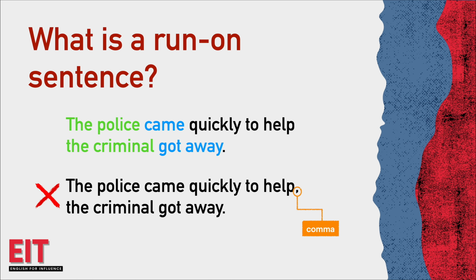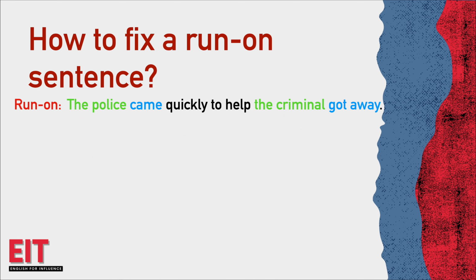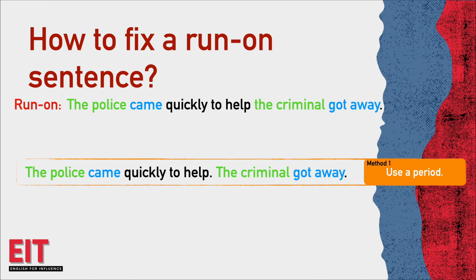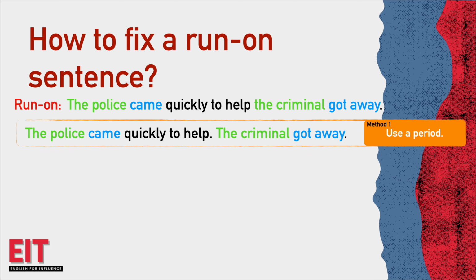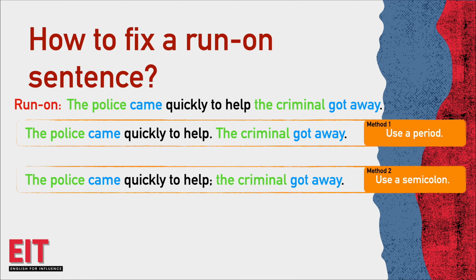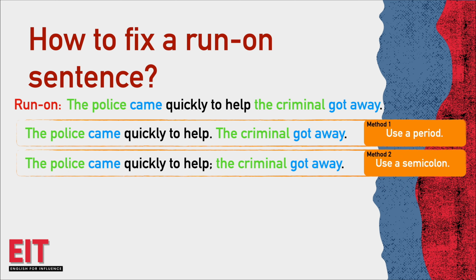So if we cannot use a comma, then what can we do? There are 5 ways. First, use a period to create 2 sentences. Just like this. The police came quickly to help, full stop, the criminal got away. Second, we can also use a semicolon. The police came quickly to help, semicolon, the criminal got away. So when do we use a semicolon? We use a semicolon to join 2 related independent clauses.